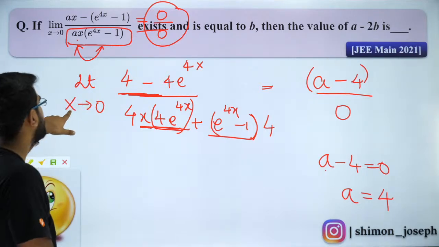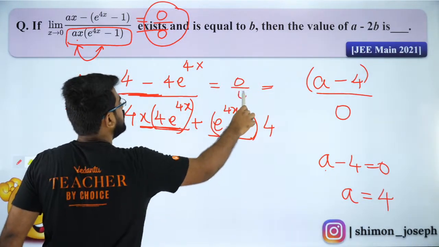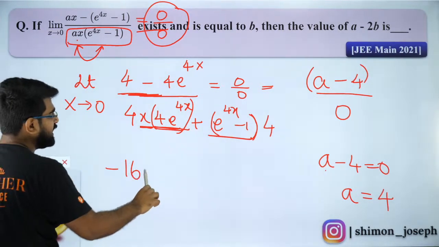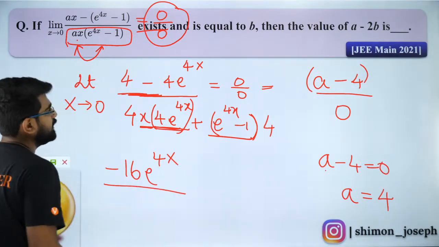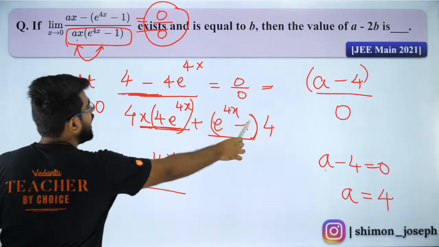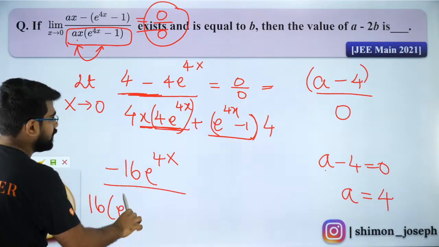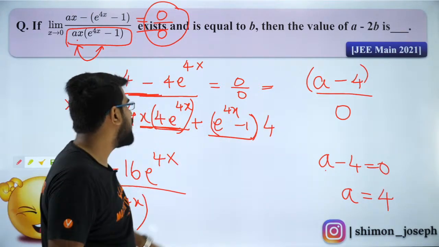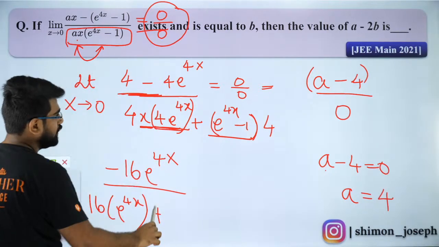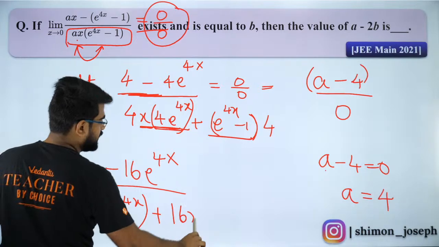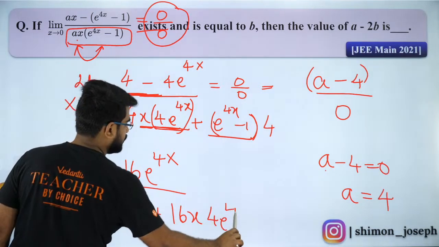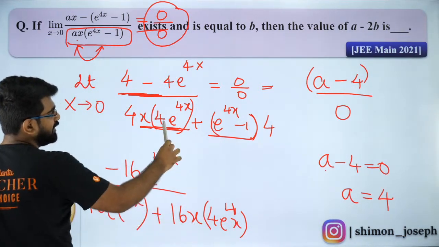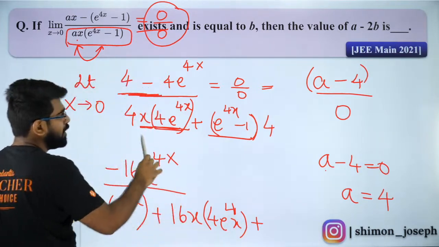Now again, I know if I put x as 0, I will get 0 by 0 form. So I will differentiate again with L'Hopital. So if I differentiate again with L'Hopital, what will I get? Minus 16 e to the power 4x divided by what will I get over here? So from here, I will get 16 e to the power 4x. By differentiating this, I'll get 16 e to the power 4x. By differentiating this, what will I get? I'll get 16x into 4 e to the power 4x, plus what will I have?